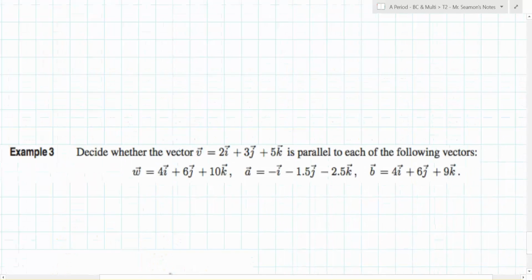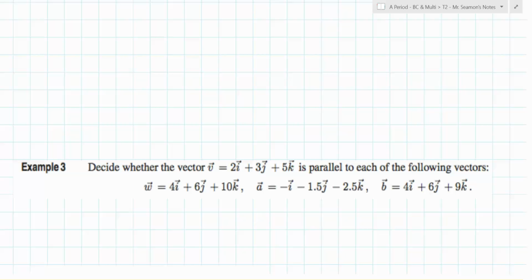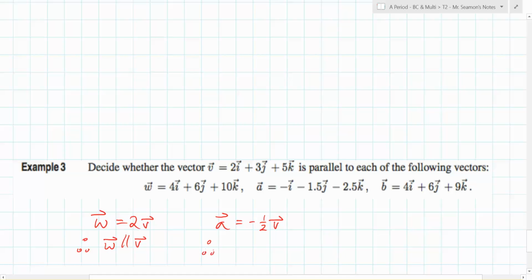Nice. How can we tell if any of them are parallel to V? What can you see right here? What is W equal to? 2V. So therefore, W is parallel to V. Let's look at A. What about A? Are they parallel to each other? It looks like A is equal to negative 1/2 V. So therefore, A is parallel to V.